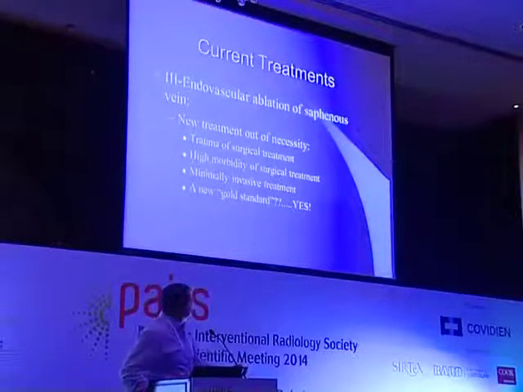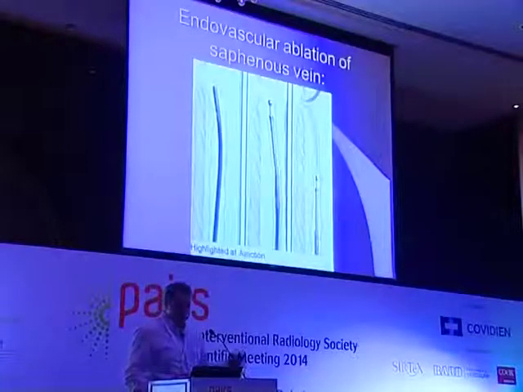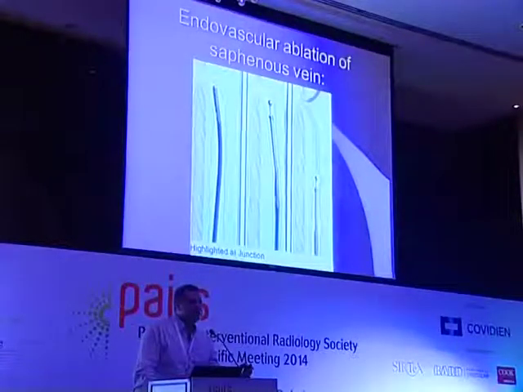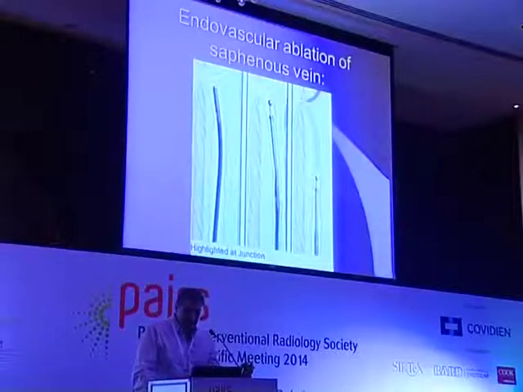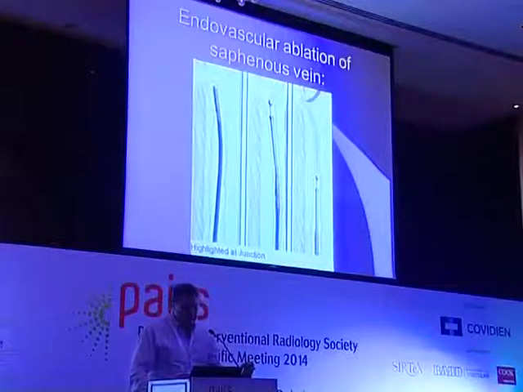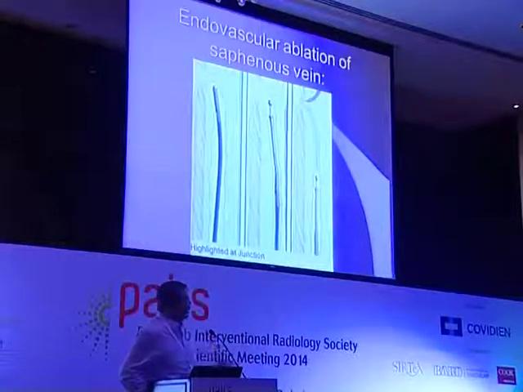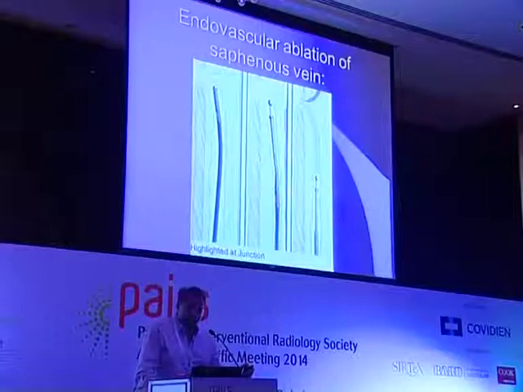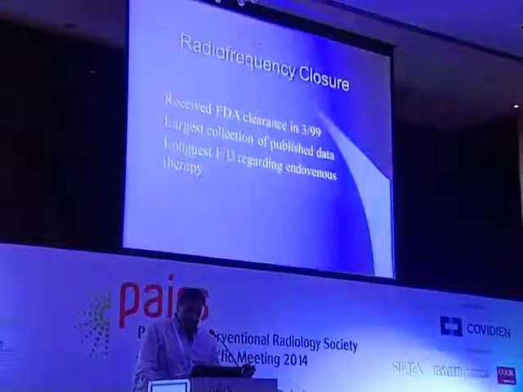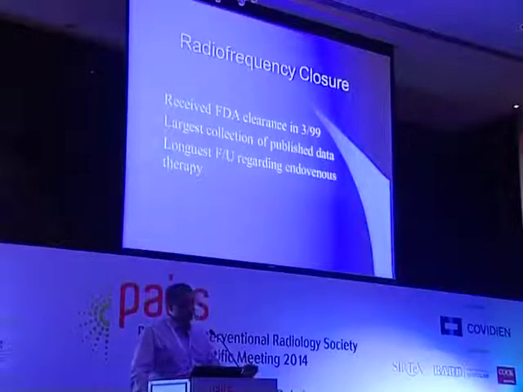Now, endovascular ablation really came out as a treatment of necessity, because of all the trauma and all the morbidity associated with surgery. Basically, it entails inserting some kind of a heat element or heat-producing catheter inside the saphenous vein and completely occluding it. 2 systems are there.